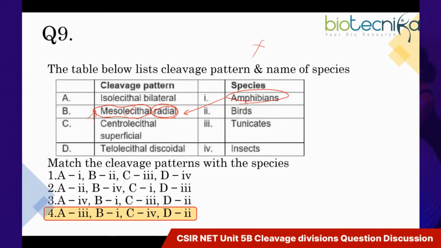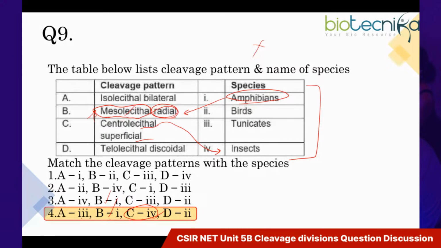Then you have B is 1. So B1 means this also can be there: centrolecithal, superficial. Centrolecithal means the yolk is at the center. There itself you have C4. So see, you already got your answer. Even if you don't know the other two, if you know only two of this match the following, you can still get your answer.